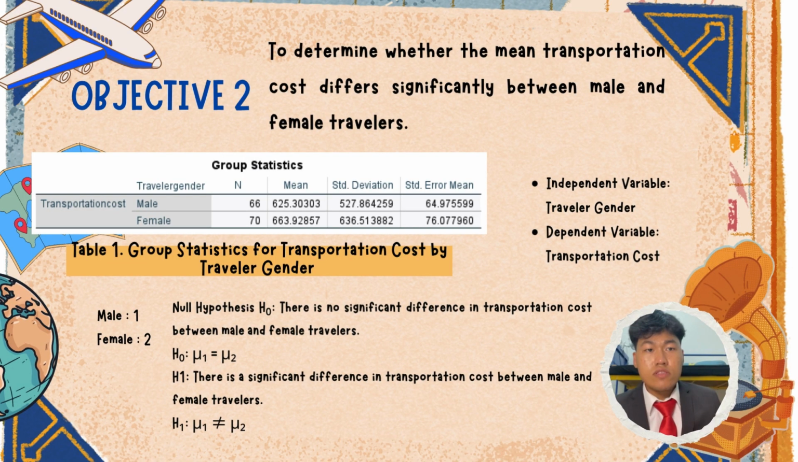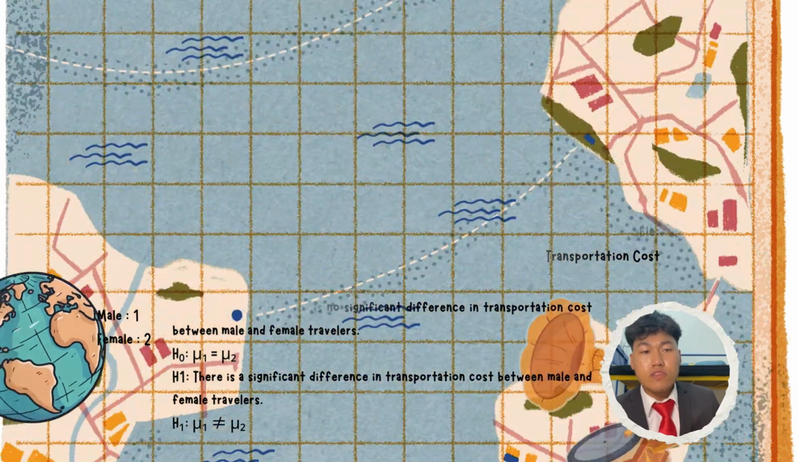Looking at the group statistics, we see that we have a sample of 66 male and 70 female. The average cost for male is approximately 65.3 ringgit, while for female it is slightly higher at 63.93 ringgit. At first glance, there seems to be a difference of about 38 ringgit. However, we need to test if this difference is statistically significant or simply due to random chance.